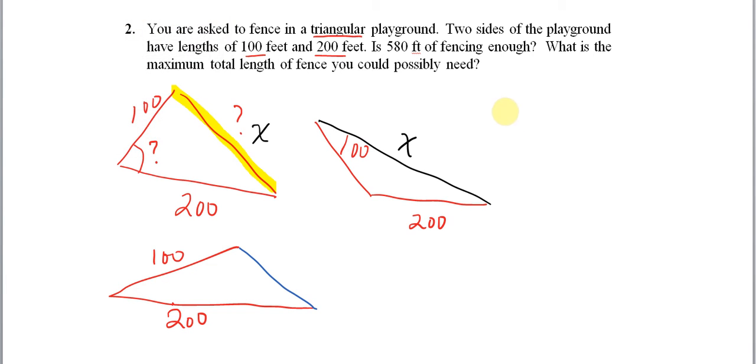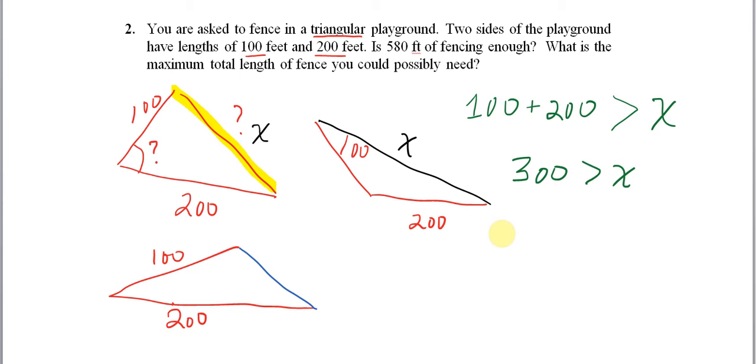So to solve this, we can set up an inequality. We know that the smallest length, 100, plus the other length, 200, must be greater than x. So x can't be too big. x can't be like 1,000,000. If the other side length is really, really large, then there's no way that we can make a triangular playground. So these two values, 100 and 200, are putting a restriction on x. So we know that x must be no more than 300.